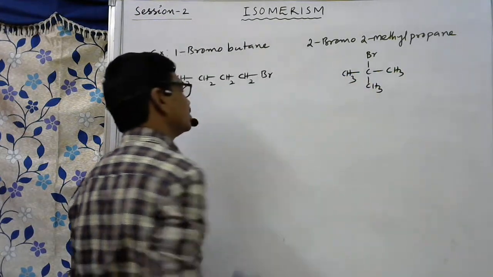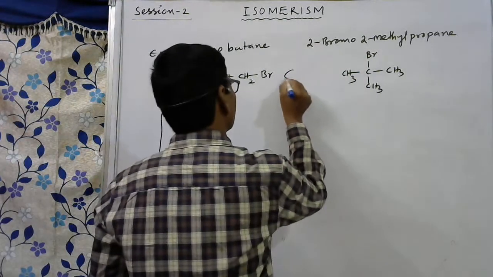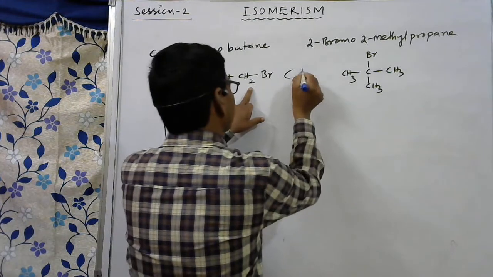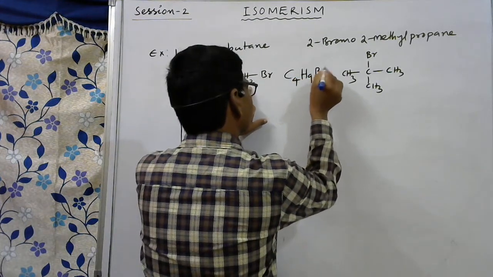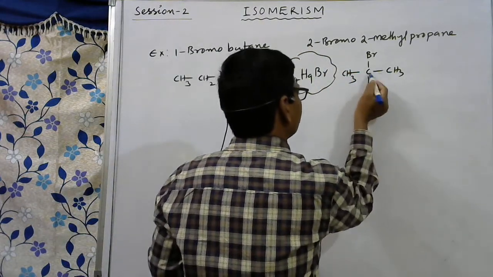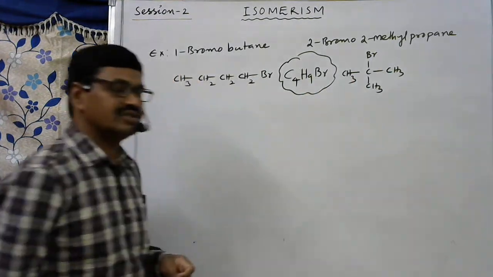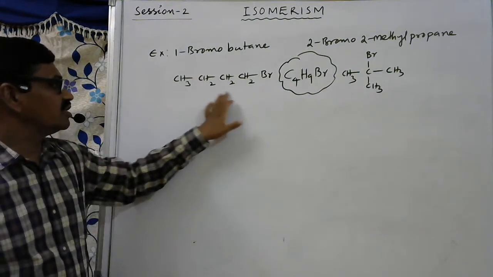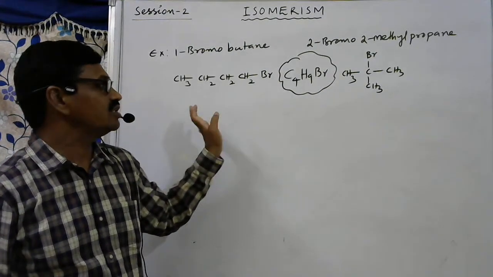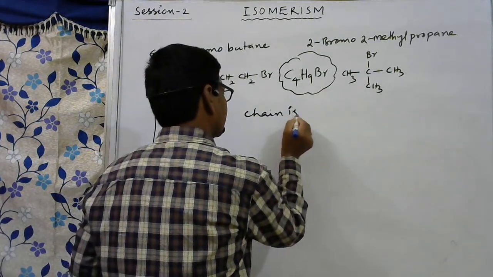For both compounds, what is the molecular formula? 1, 2, 3, 4 carbons, C4. And hydrogens: 3 plus 2, 5; 5 plus 2, 7; 7 plus 2, 9. H9, then Br. This is the molecular formula for both. Here also 4 carbons, and 3 plus 3, 6, plus 3, 9 hydrogens and 1 bromine. If you observe these two compounds, here there is a butane root word, here a propane root word. Based on the root word as per IUPAC nomenclature, these two are chain isomers.